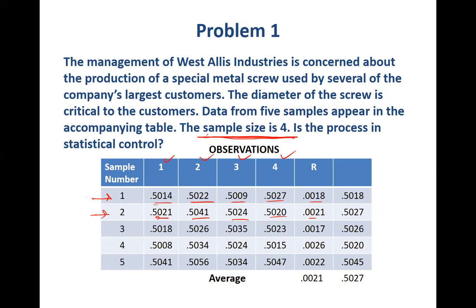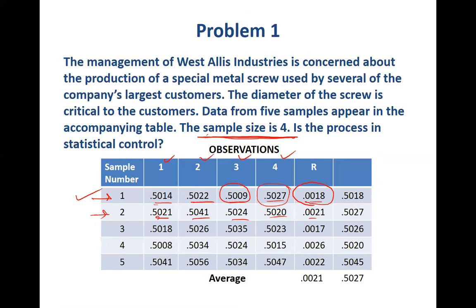The first thing we are going to do is find the range. To find the range for every sample, we look at the largest value and the smallest value. So if I look at the first sample, this one, the largest value in that sample is 0.5027. And the smallest value in that is 0.5009. Okay, so we take the difference between 0.5027 and 0.5009, and that will be equal to our range for that particular sample, which is 0.0018.